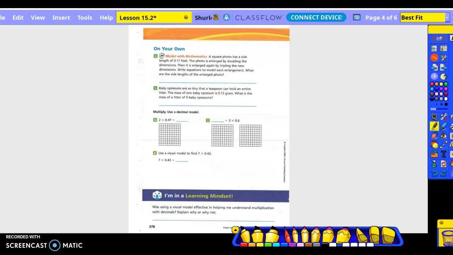Fifth grade math lesson 15.2, part 2. On your own, model with mathematics. A square photo has a side length of 17/100 of a foot. The photo is enlarged by doubling the dimensions. Then it is enlarged again by tripling the new dimensions. Write equations to model each enlargement. What are the side lengths of the enlarged photo?